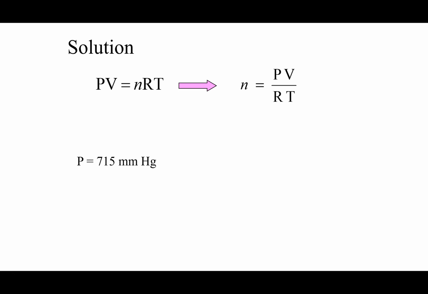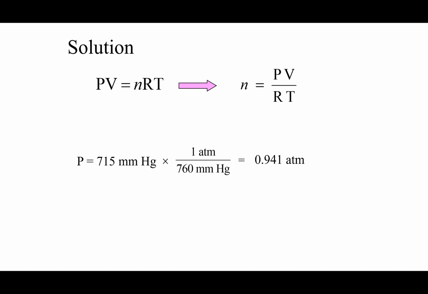Okay, so let's see what we need to fix. Gotta fix our millimeters of mercury. So we can take that times 1 atmosphere over 760 millimeters of mercury. Remember, that's an exact relationship, so that we're allowed 3 sig figs with our atmospheres. So you're looking at 0.941 atmospheres.